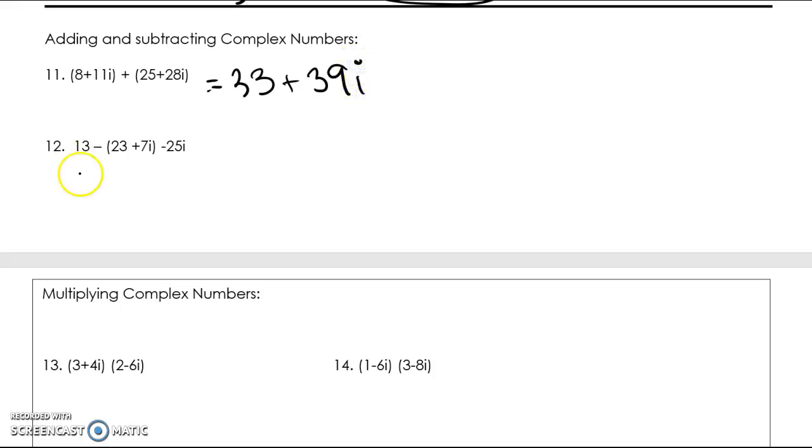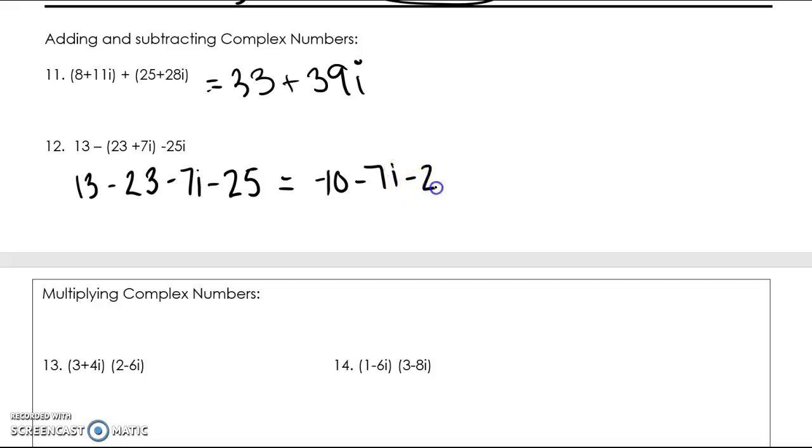For this next part, let's expand this out. So I have 13 minus 23 minus 7i minus 25i. Combining my real parts, 13 minus 23 is going to give me a negative 10. Forgot the i right there, but I'll keep that together, no worries. Negative 7 minus 25 is going to be negative 32. So I have negative 10 minus 32i.